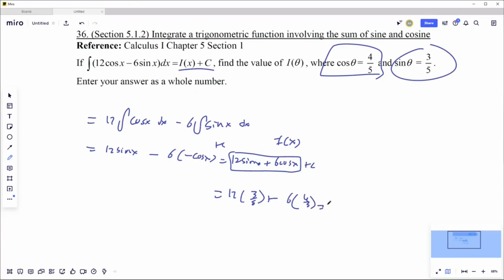This is fairly easy. If you do the addition, I believe you get 12. 12 times 3 over 5 is 36 over 5, plus 6 times 4 over 5. Whoops, my bad, let me just fix this. It's minus 6 times 4 over 5. Okay, so you do get 12. I just had to double check.